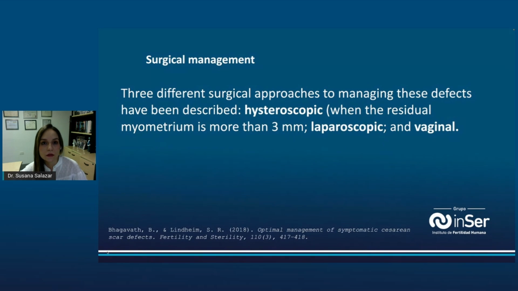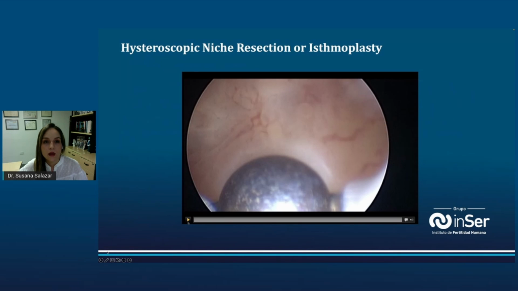Surgical management. Reports of resolution of symptoms with surgical management of the defect began appearing in the early 2000s. Three different surgical approaches to managing these defects have been described: hysteroscopy, when the residual myometrium is more than 3 millimeters, laparoscopic, and vaginal. Hysteroscopic niche section or isthmoplasty.